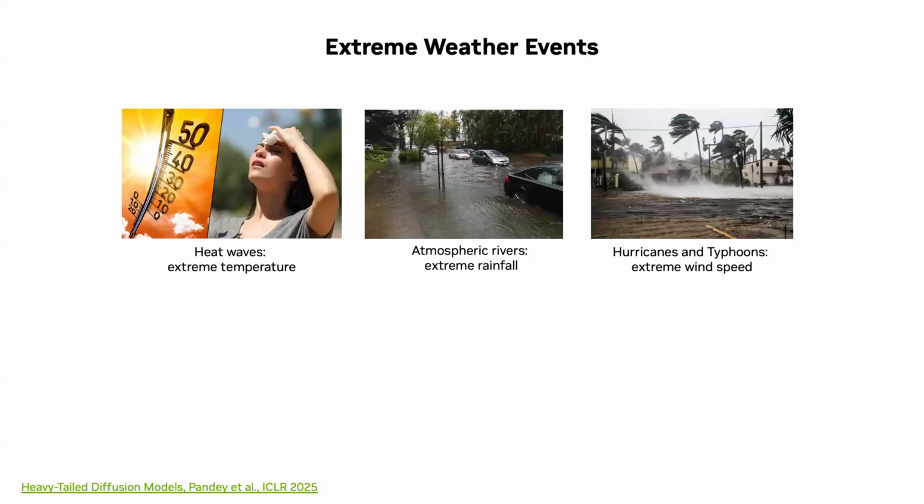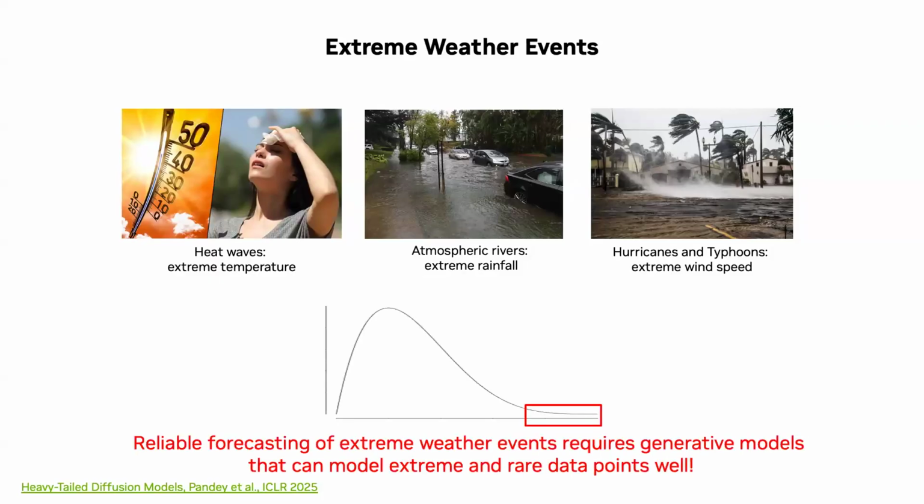So if you want to build generative models to, for example, do weather prediction, there are some instances that you need to really care about. Heat waves are extreme temperature values, or atmospheric rivers are extreme rainfall. Typhoons or hurricanes are extreme wind speed, right? So if you want to learn a generative model, they're at the tail. And that's what matters, right? What is peak there is a boring sunny day in California. What's over there is some heat wave or extreme weather event that you need to be able to predict or model well with these generative models.